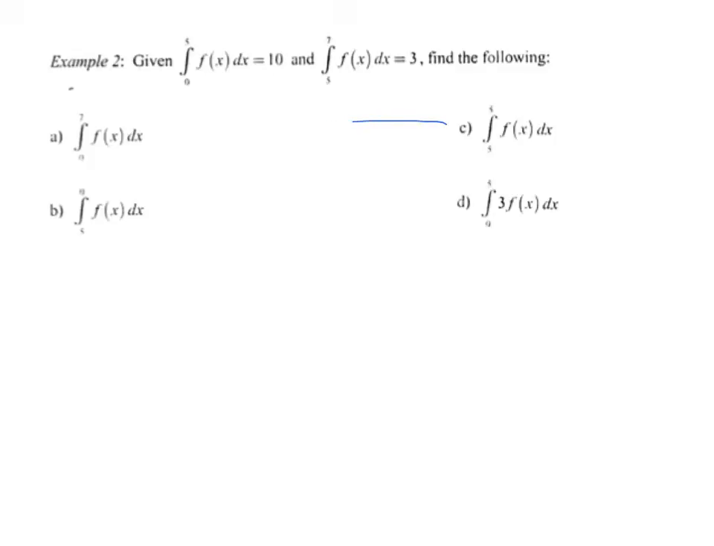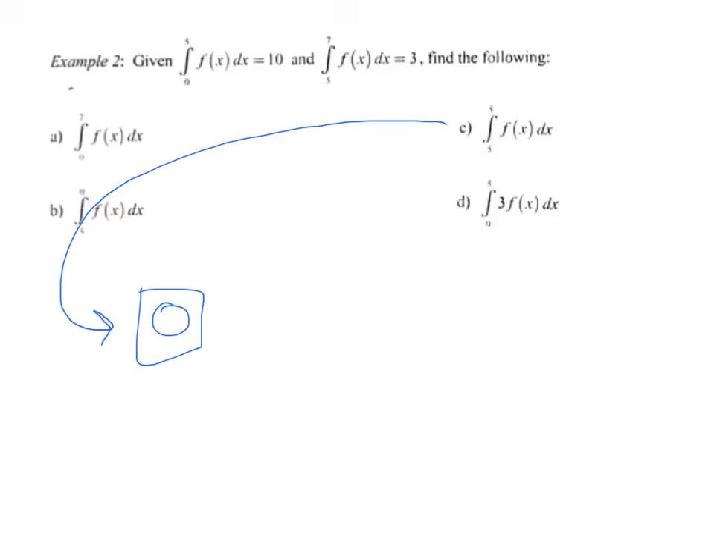Example C. So we're looking at the area under the curve of f of x from 5 to 5. Well, there is no area there. There's nothing that we're covering. We're not moving from one x value to another. We're staying stationary, so right away this answer would have to be 0. It can be that simple.